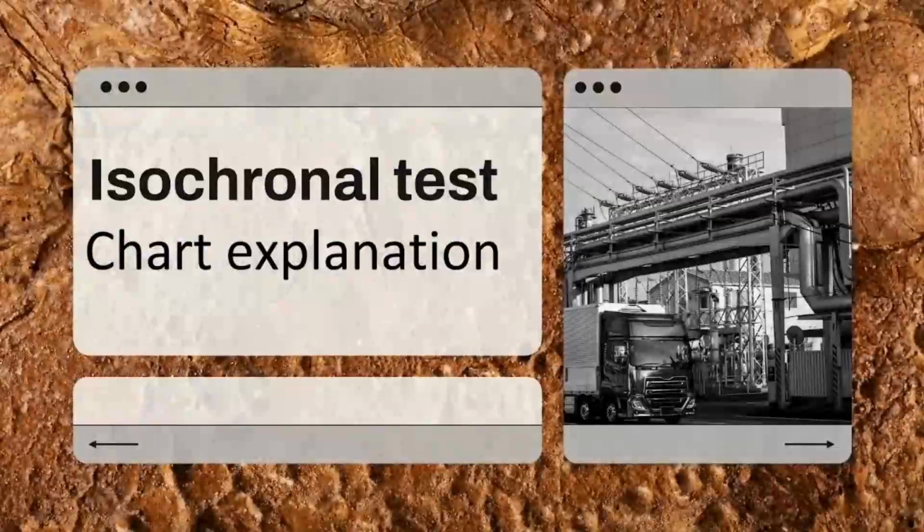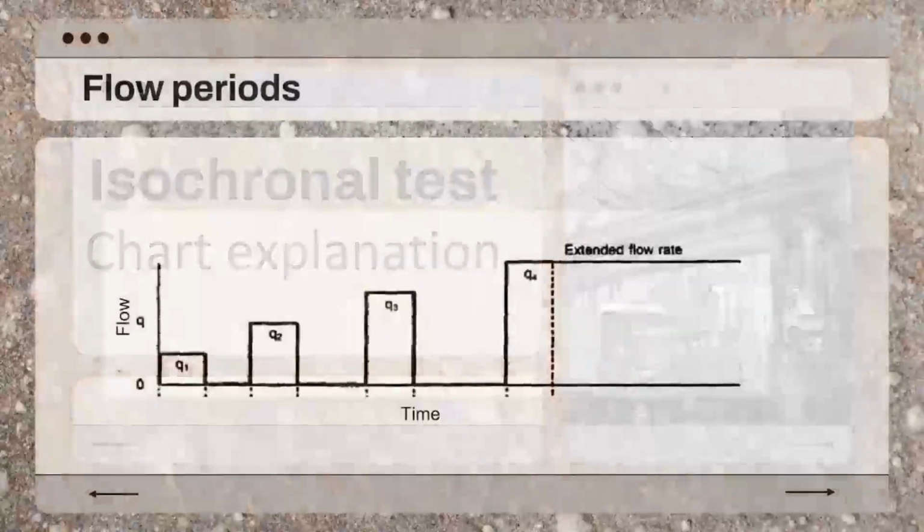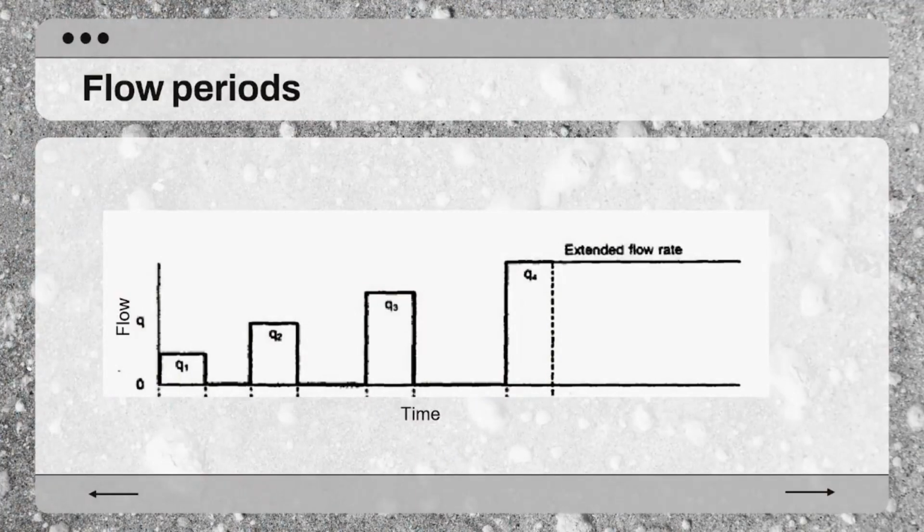Isochronal test chart explanation. There is a time interval between each stage of the test, as you can see here. The goal here is to let the reservoir's pressure return to PR. At each stage, we increase the flow rate incrementally, and we can control the flow rate by choke sizes. In the last stage, we have conducted the test, so the flow rate will be extended after conducting the test, and it's called extended flow rate.